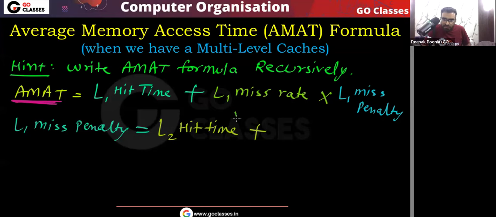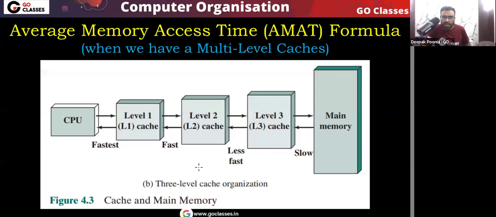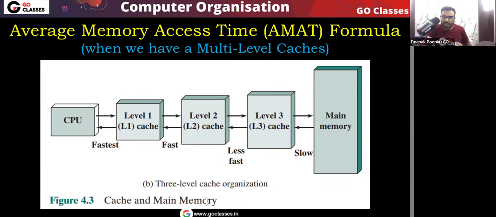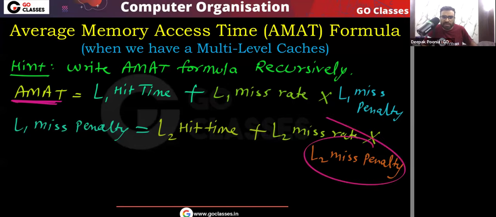And when there is a miss in the L2 cache, means L2 miss rate multiplied by, when there is a miss in the L2 cache, then we have to pay the L2 miss penalty. Yes or no? Because remember, after the detection of an L2 miss, the entire additional time taken is called the L2 miss penalty. So I can say L2 miss rate multiplied by L2 miss penalty.